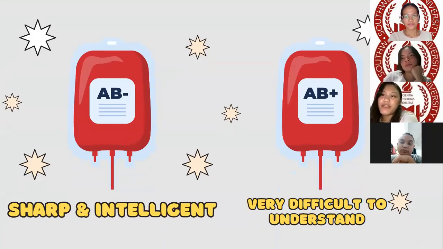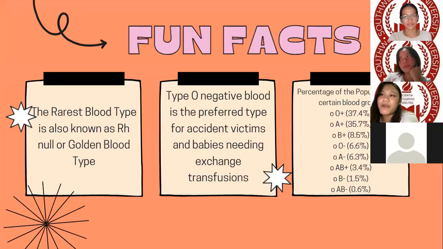In some settings, someone might ask about this, but it's important to note this is more of a fun idea to explore rather than absolute markers of personality or individual identity. Next, we have the rarest blood type, also known as Rh null or golden blood type.